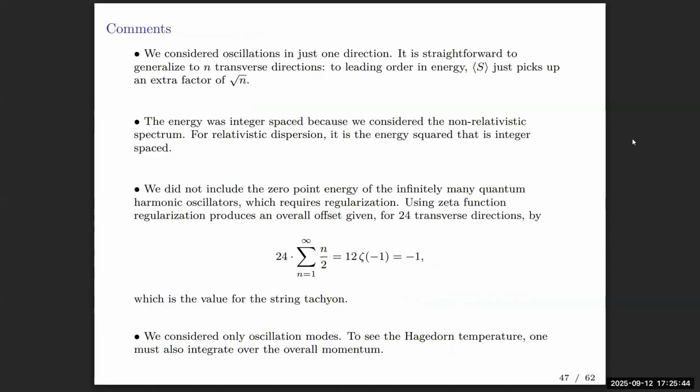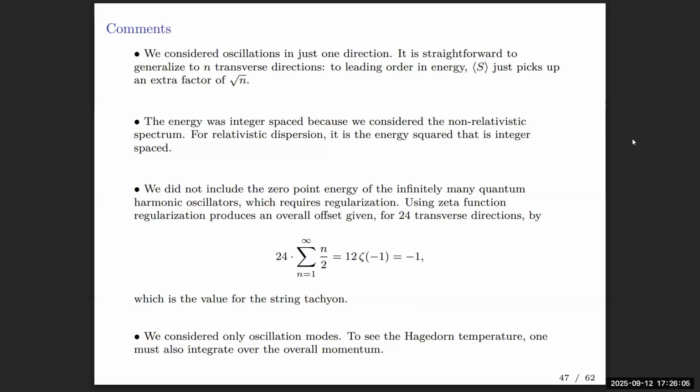Okay, and now, some comments. First of all, this was oscillations in one direction. I just took one transverse direction, right? What you ultimately end up doing in string theory, right, is that you have multiple transverse directions, 24 to be exact, right? To leading order, the correction is very simple. You just have a square root of the number of transverse directions.